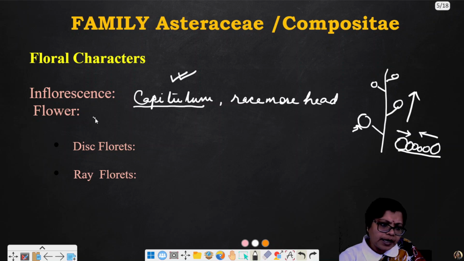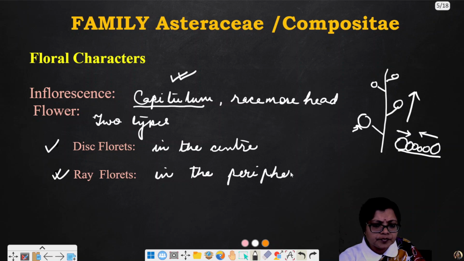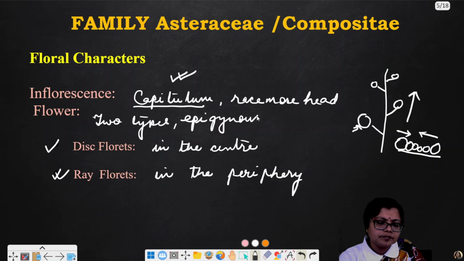Flower: two types of flowers are present, namely disc florets, present in the center of the inflorescence, and ray florets, which are present in the periphery. How to remember? It radiates in an outward direction. These flowers have an inferior ovary, that is, the other whorls are present above the ovary, epigynous. Disc florets are bisexual, ray florets are either pistillate or maybe neuter.